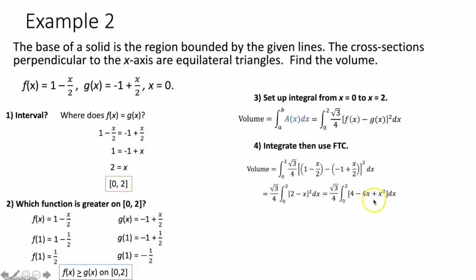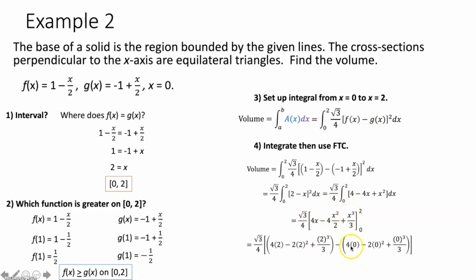So in order to evaluate this, what I'm going to do is take the antiderivative of each term separately. I then use the fundamental theorem of calculus. I take my upper limit of integration, plug it in for each of the x's, and subtract when I plug in my lower limit of integration for each of the x's. When I simplify this and multiply that rad 3 over 4 on at the end, I end up getting that the volume of the three-dimensional solid whose base is the region bounded by these lines and whose cross sections are equilateral triangles is 2 rad 3 over 3.